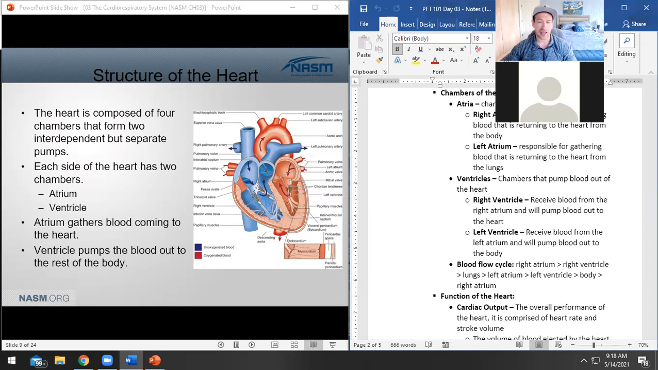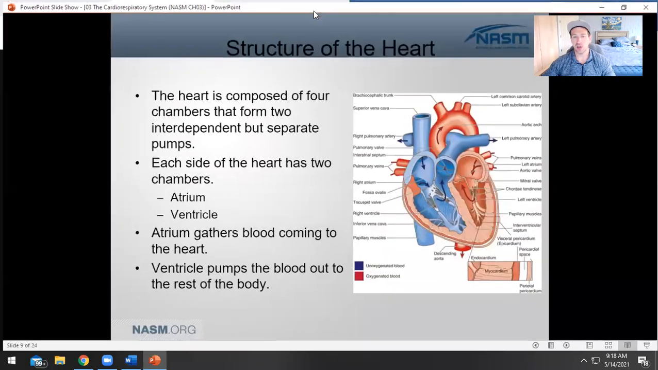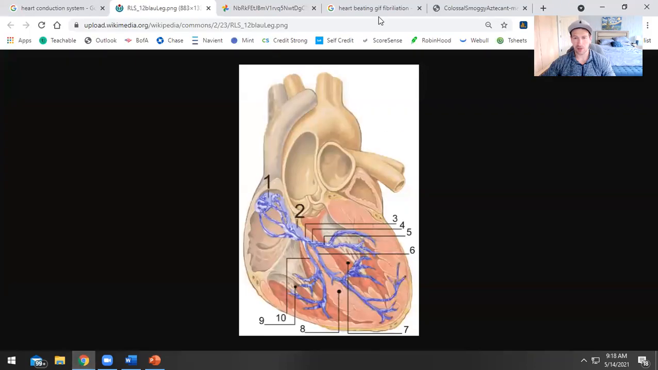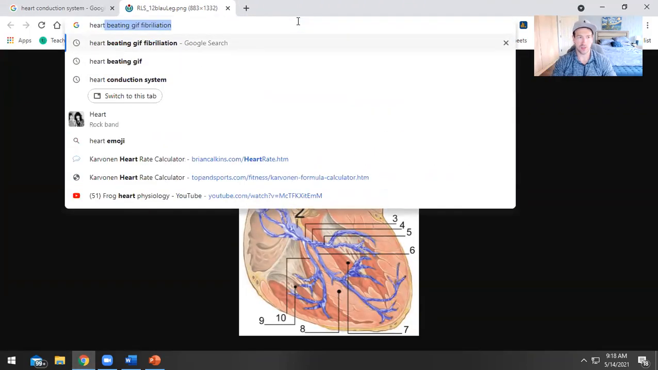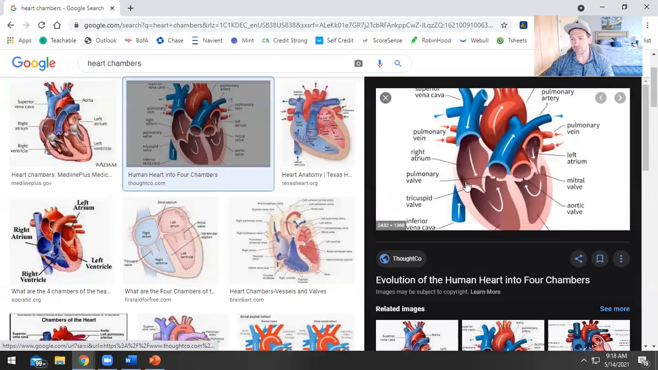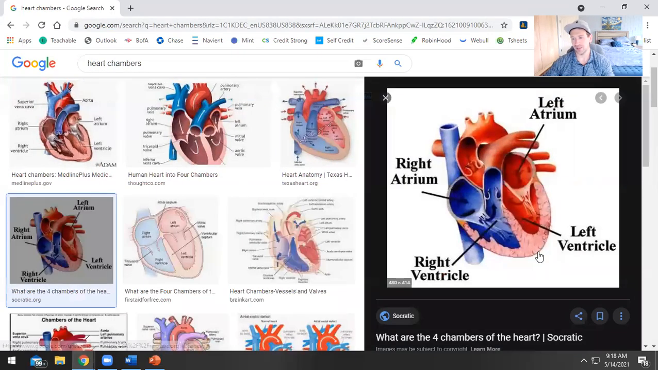So let's take a look at these different individual chambers that we have inside of our heart. So you do have four separate chambers here. And I like this version of the picture, but I'm going to look for one that's a little bit more empty. Heart chambers. Yeah, there we go. Actually, I really like this one.